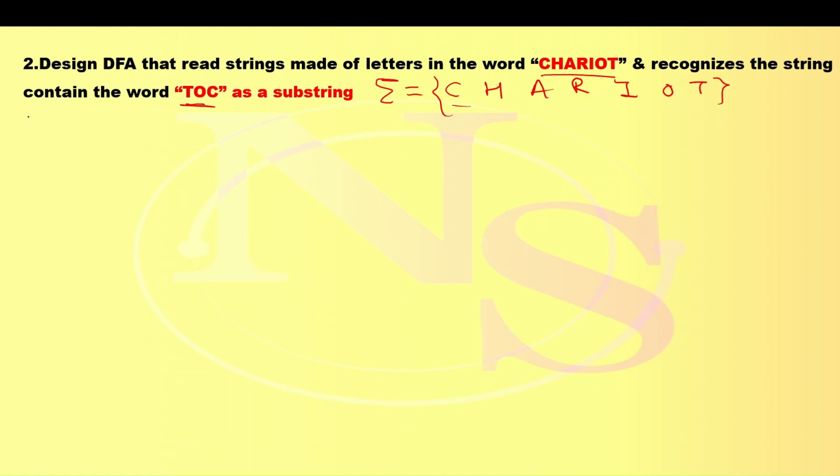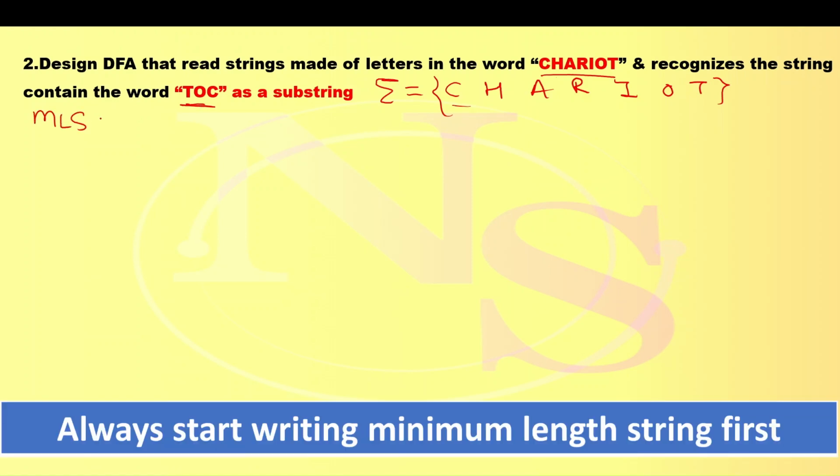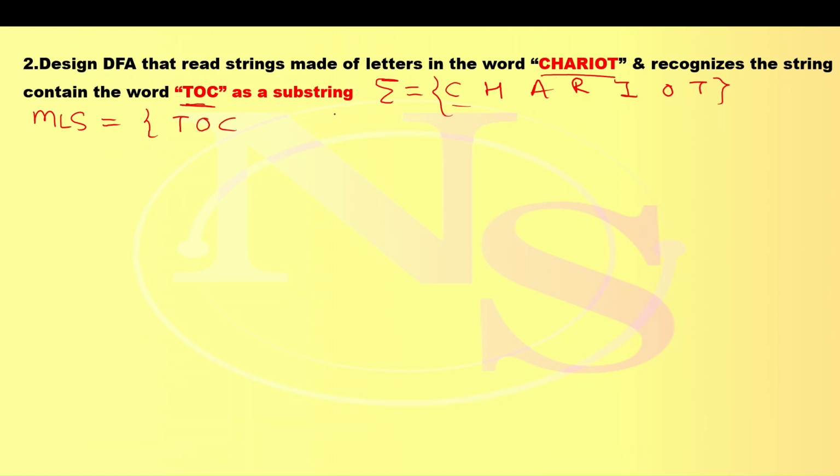That's the condition. So here the minimum length string will be TOC as a substring. But substring means what? TOC should be present. Before this TOC, any symbol may come or may not come. May not mean 0 or many times. After reading the TOC, any symbol can come, it may or may not come. May or may not means 0 or many times. Now start designing once we understood the condition and written the MLS, minimum length string set.